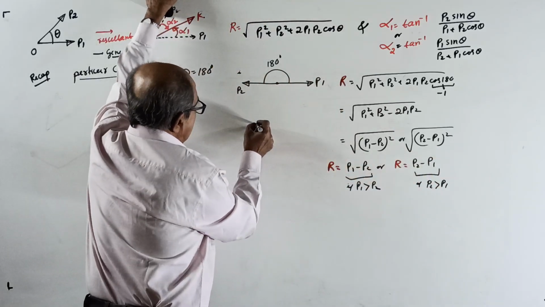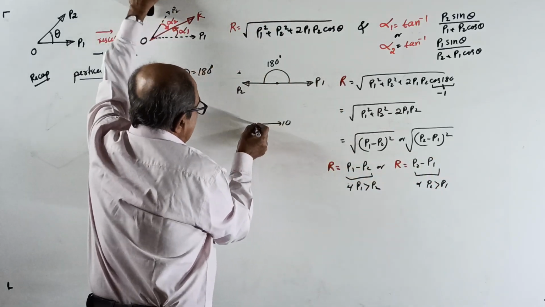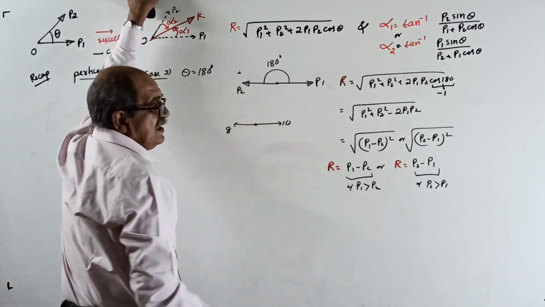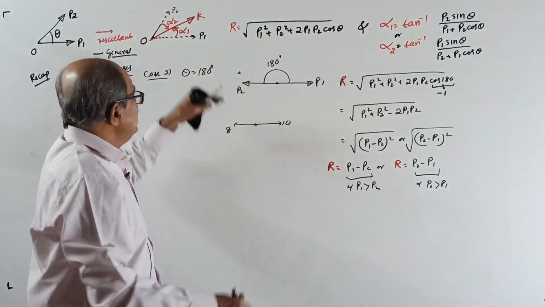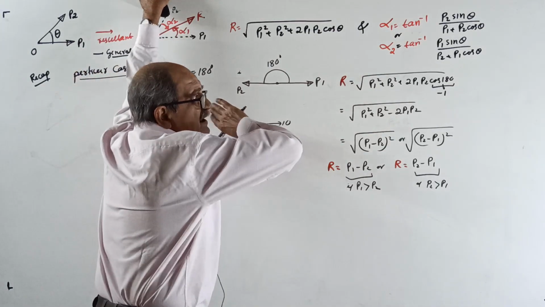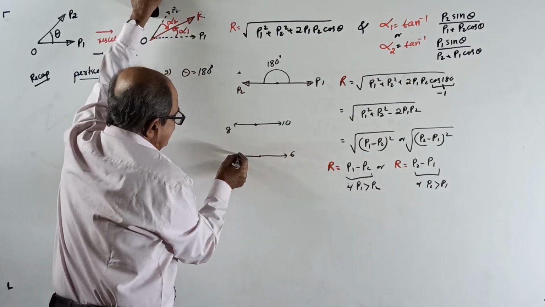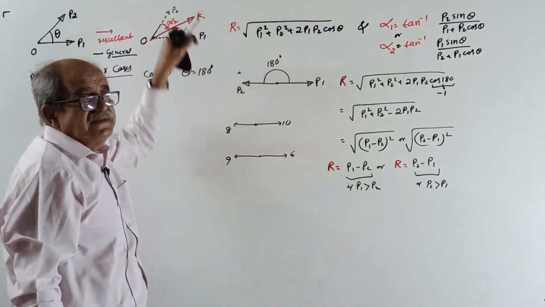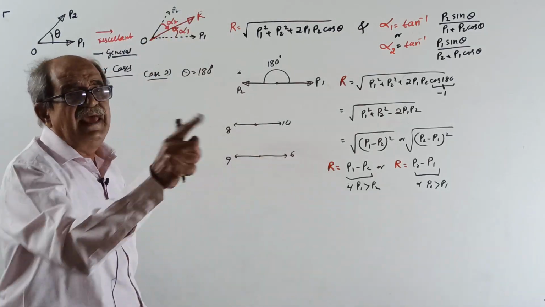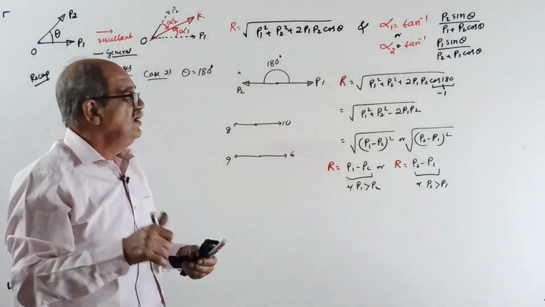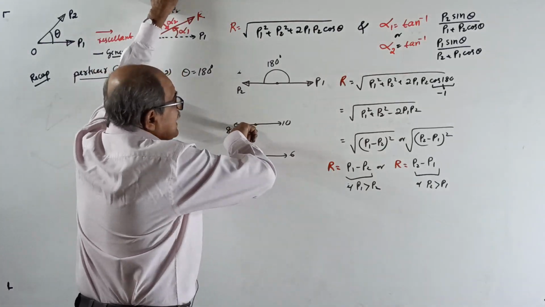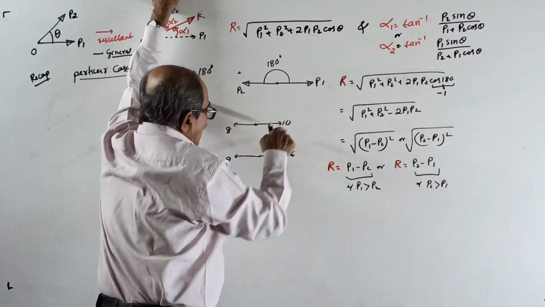Or, see here, 10 this way, 8 this way, unit not required. Resultant equal to 2, which side? Right side. Or 6 this side, 9 this side. Resultant equal to 9 minus 6, 3 this side. That's all. Here, resultant will have direction this way or this way.